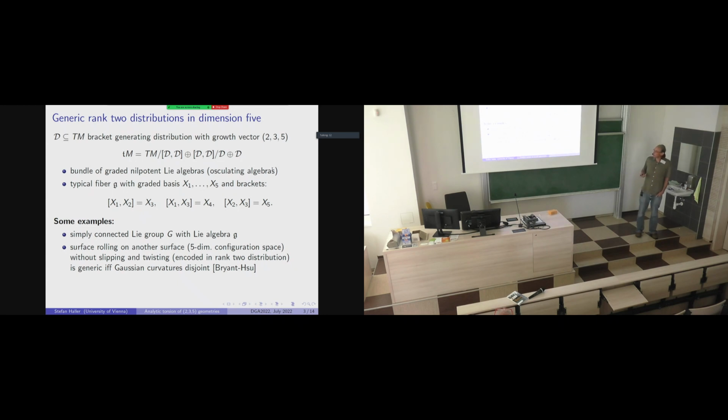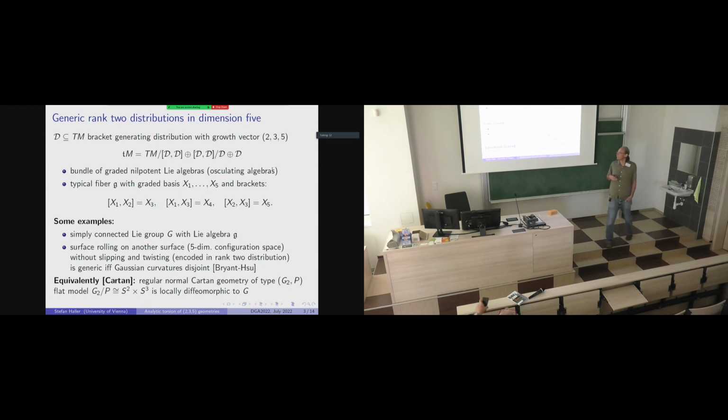These are some examples. Equivalently, these geometries can be described as parabolic geometries of a particular type, namely of type (G2, P), G2 the exceptional Lie group, and P a particular parabolic subgroup. From this perspective, the most basic example would be the homogeneous space G2/P, which is diffeomorphic to S2 × S3, or at least its universal covering. But the geometry is locally diffeomorphic to the simply connected Lie group I mentioned before. This point of view will not play an important role in my talk.